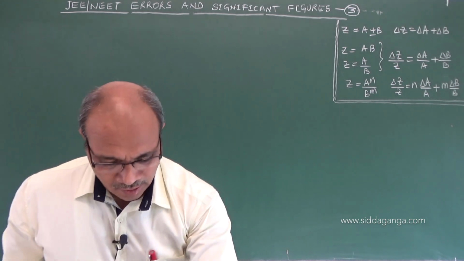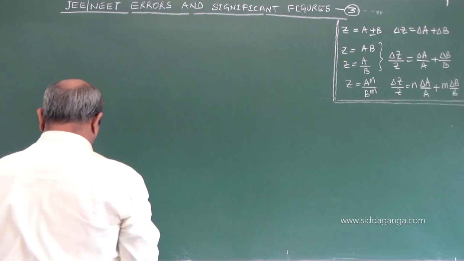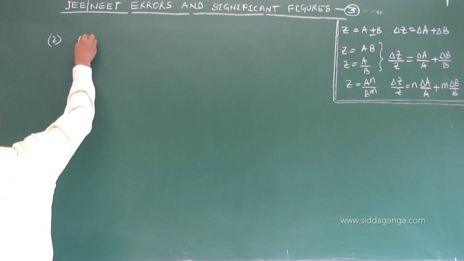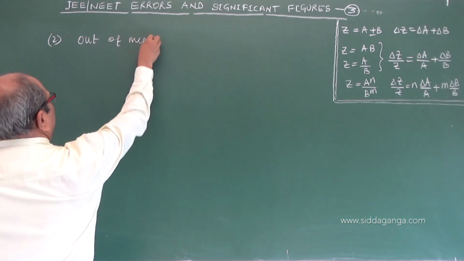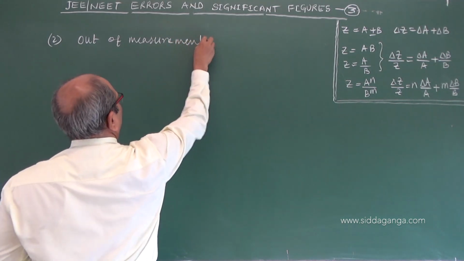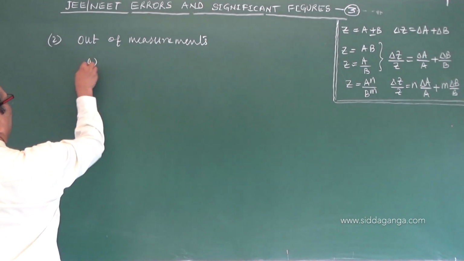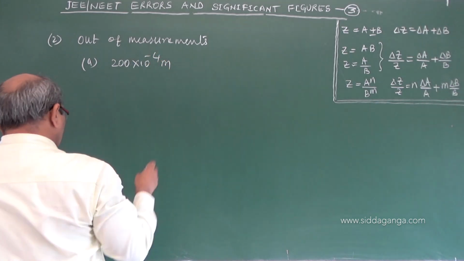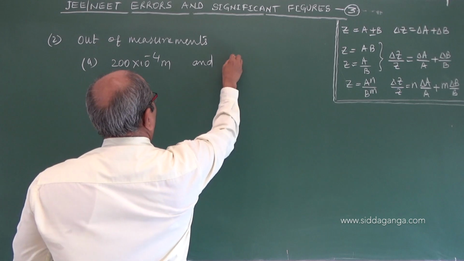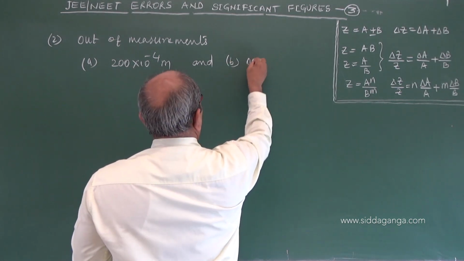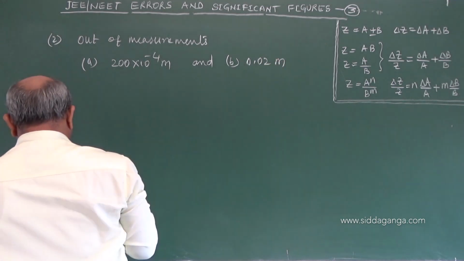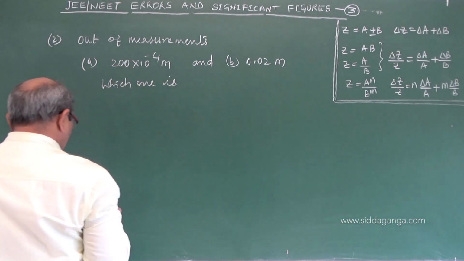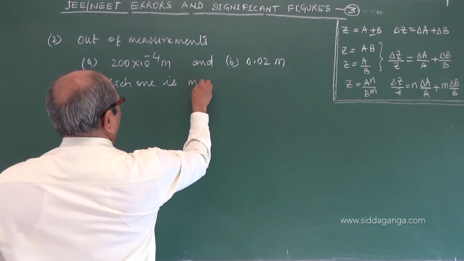Coming to another question, second example: out of the measurements, first one A is 200 into 10 power minus 4 meter, and B is 0.02 meter. Which one is more accurate?